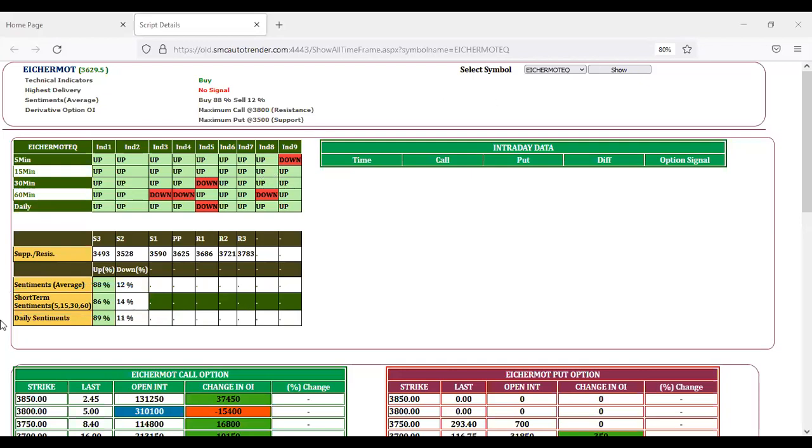And if I combine short term with daily, I get a sentiment average of 88% to 12%. How? If I take into consideration all 45 boxes, only 6 boxes are suggesting a downtrend. So the remaining 39 boxes are suggesting an uptrend. So 88% of indicators, on all time frames, are suggesting a buy. So it's a buy for me. So this completes the technical analysis.